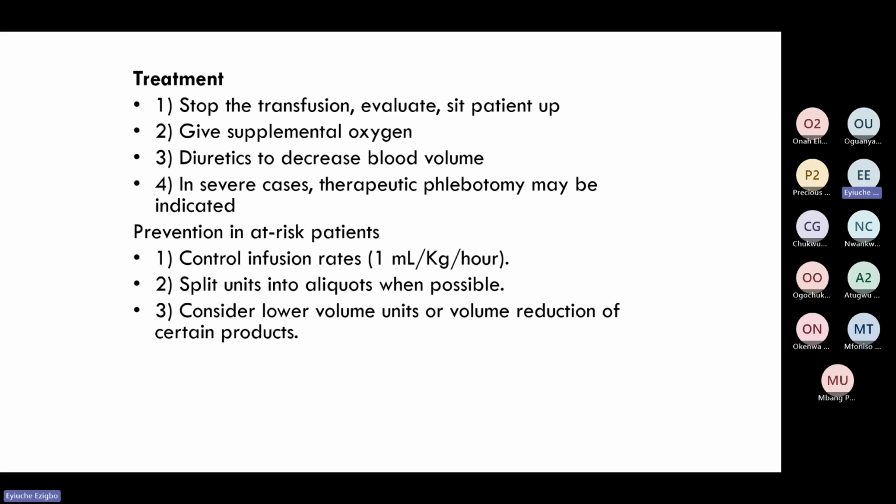Treatment for TACO is to stop the transfusion, evaluate and sit up the patient, give supplemental oxygen and diuretics to decrease blood volume. In severe cases, therapeutic phlebotomy may be indicated. For prevention in at-risk patients, control the infusion rates and split units into aliquots when possible. It shouldn't be given at a stretch. Consider lower volume units or volume reduction of certain products.